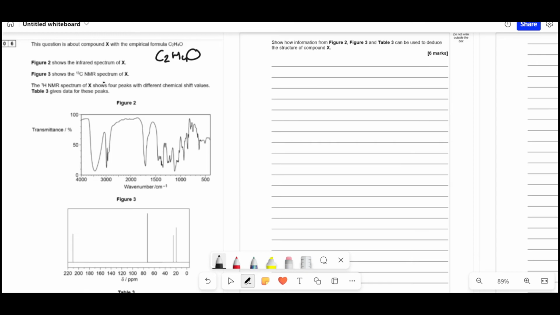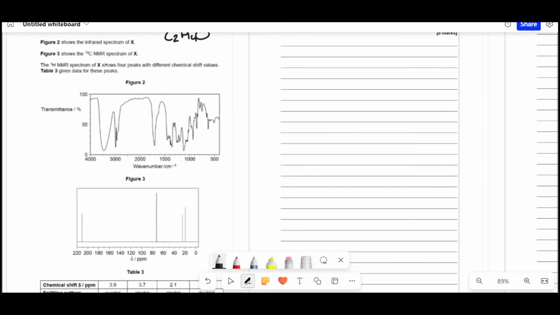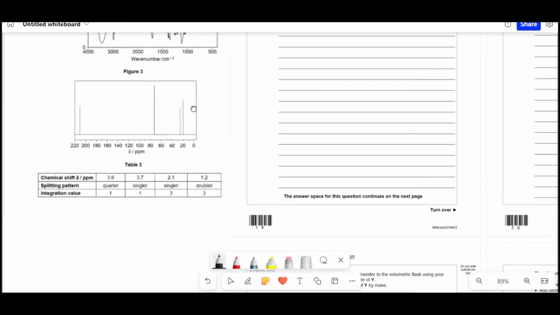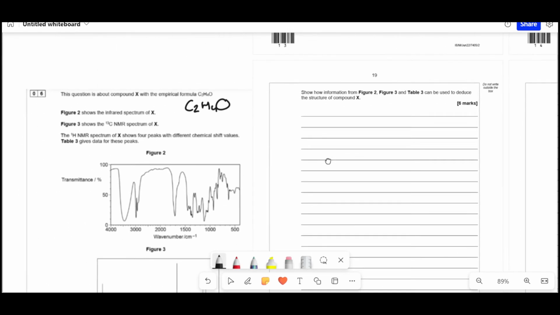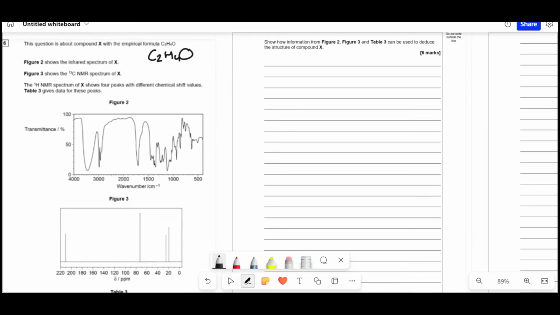So now, it says figure 2 shows the infrared spectrum of X. And then figure 3 shows the carbon-13 NMR spectrum of this. And then the proton NMR spectrum of X shows 4 different peaks with chemical shift values, and table 3 gives you those values there. It says, show how the information of figure 2, figure 3, and table 3 can be used to deduce the compound of structure X. So you need to write down what evidence there is and what it could suggest for each thing to show them that you're thinking about it. So go through it bit by bit.